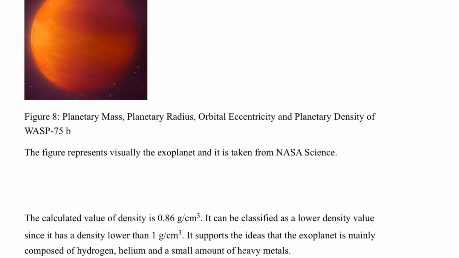With the value of the mass and volume, the planetary density can be calculated. The density value measures the amount of a given mass packed into a known volume, and it gives information about the composition of the exoplanet. In fact, the calculated value of the density is 0.986 grams per cubic centimeter, and it can be classified as a lower density value since it is lower than 1, and it supports the idea that the exoplanet is mainly composed of hydrogen, helium, and a small amount of heavy metal.